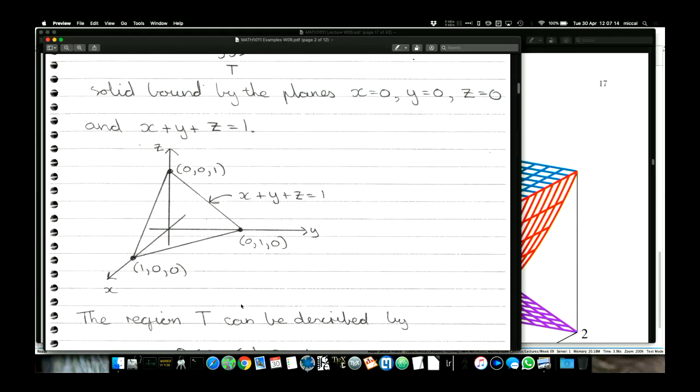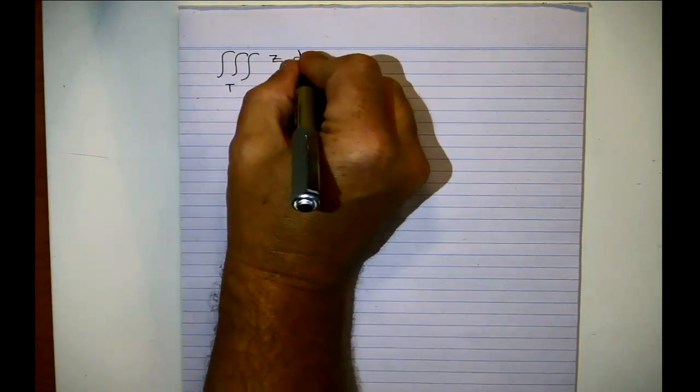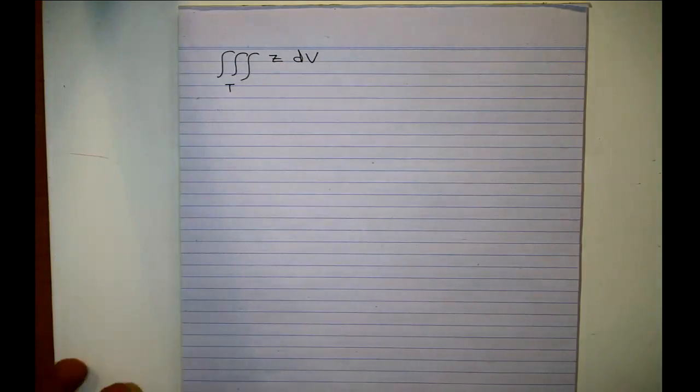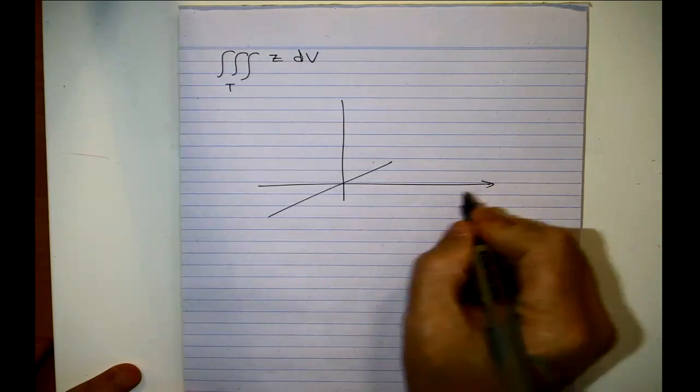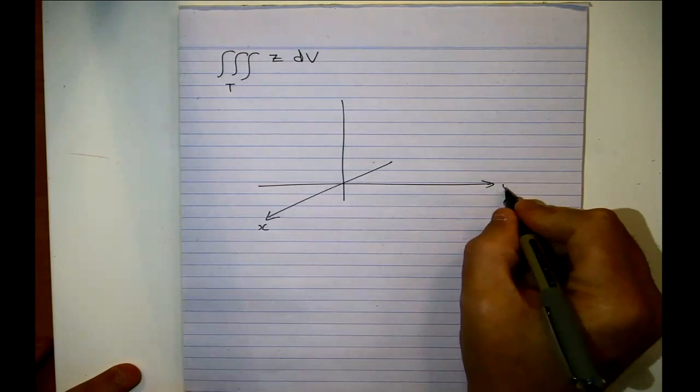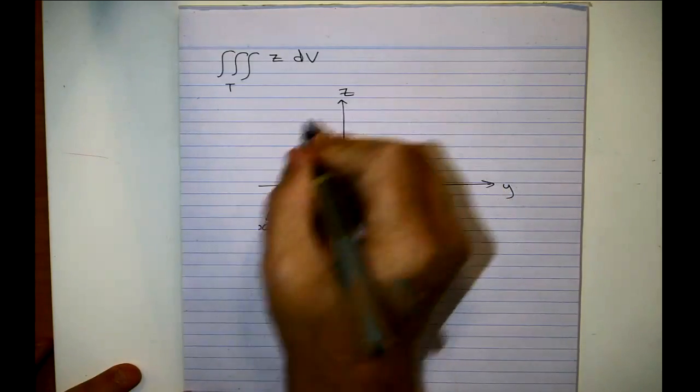Right, let's actually do this one. So what have we got? We've got a triple integral over some z, and basically, I'm drawing it so x is coming out of the page.